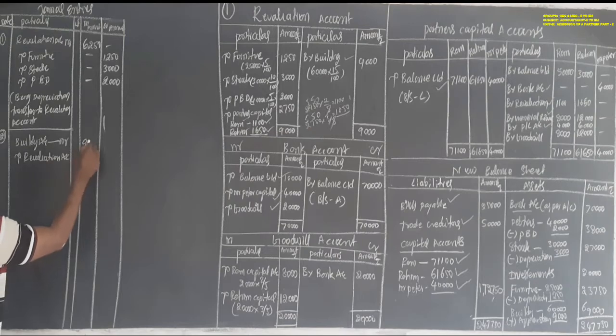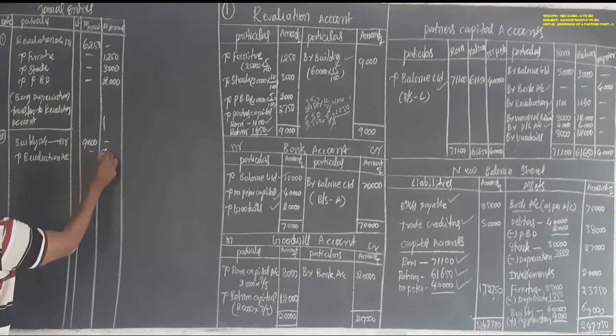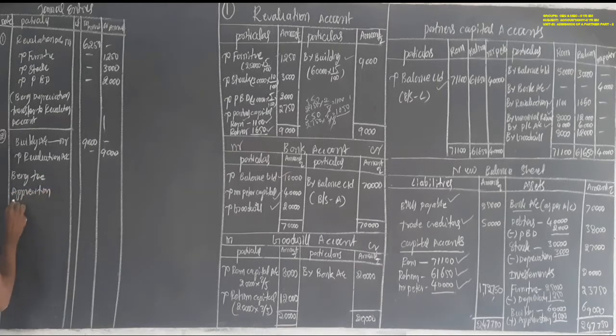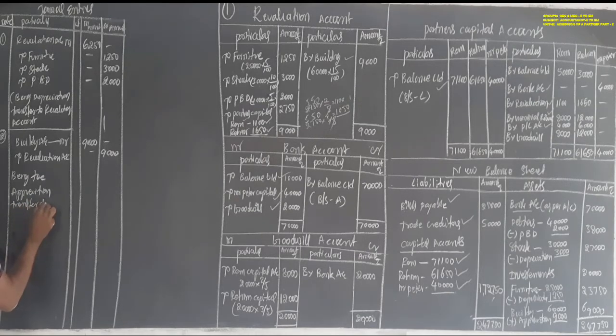Amount is 9000 rupees. Being the appreciation transfer to revaluation. This is the second entry.